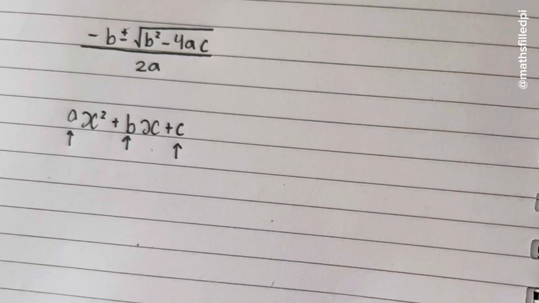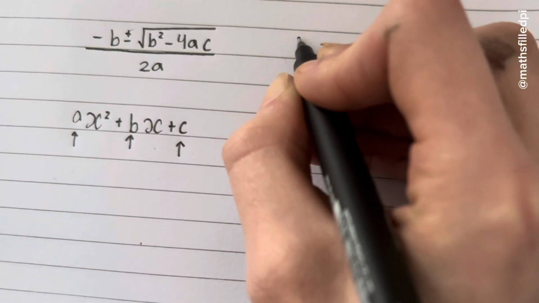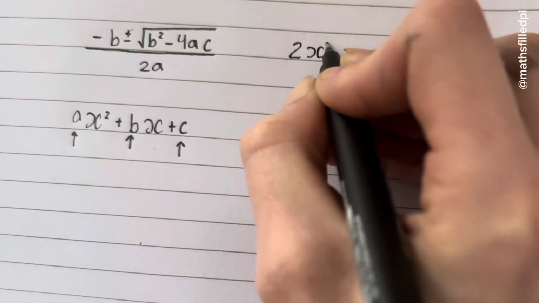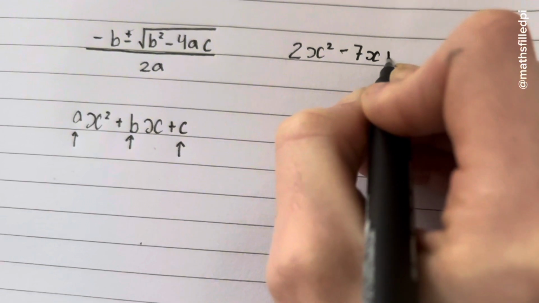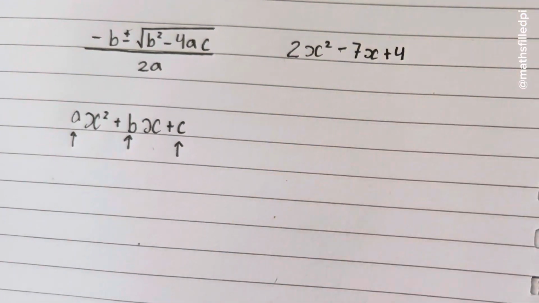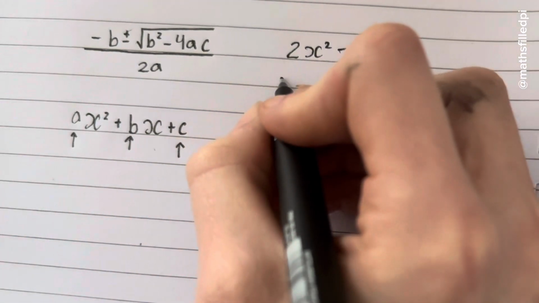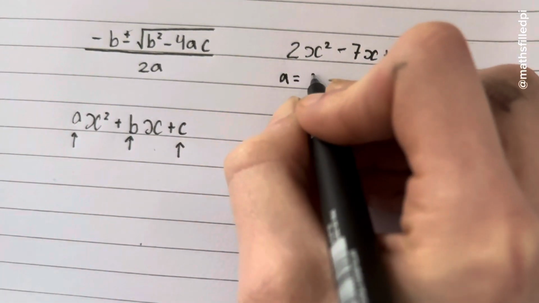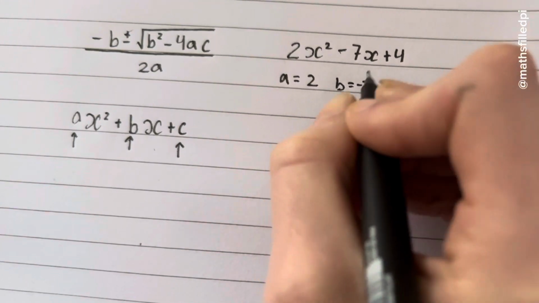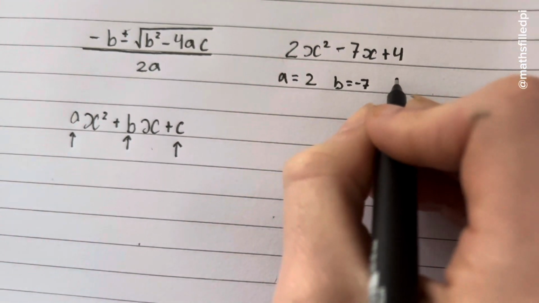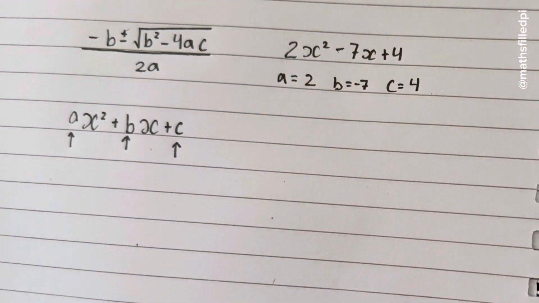So I'm going to show you an example over here. If we had 2x squared minus 7x add 4, that means that our a would be 2, our b would be minus 7 because there is a minus sign here, and c would be 4.